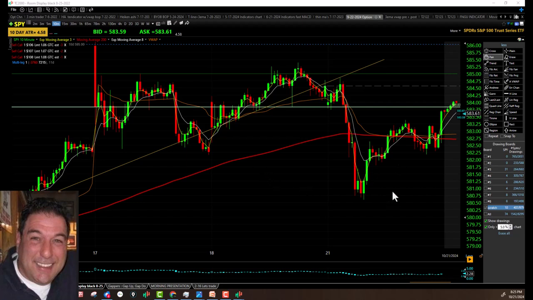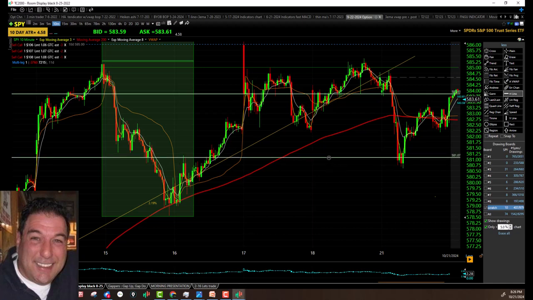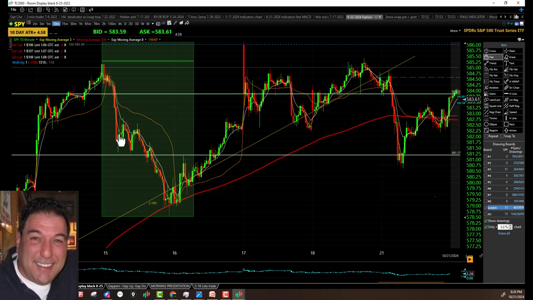And my targets would have been 580, 581.15. Now, why would my target be 581.15? Let's go back and look. See where price comes up to that point right there? See where price comes down to this point right here? This is the market telling me this is an important number.